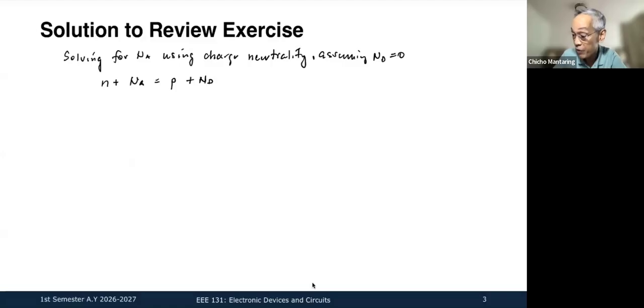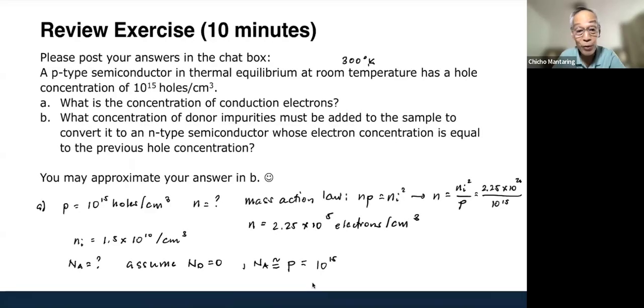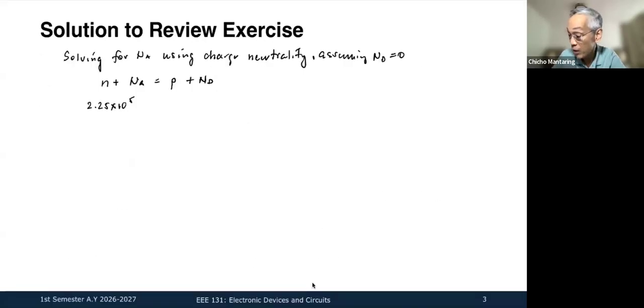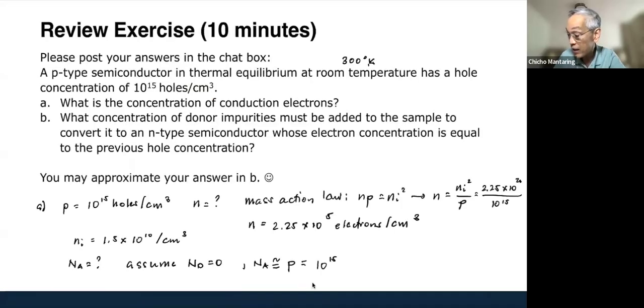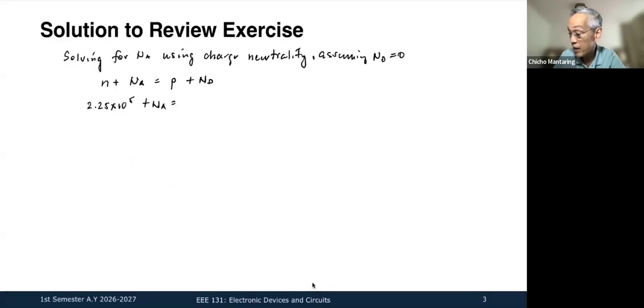2.25 times 10 to the 5. No? 2.25 times 10 to the 5. Na, hindi natin alam. Yun nga ang gusto natin malaman. No? Plus Na, yung P is given. 10 to the 15. Yung Nd, in-assume natin na 0. So, you can now compute for Na. Na is equal to 10 to the 15 minus 2.25 times 10 to the 5.